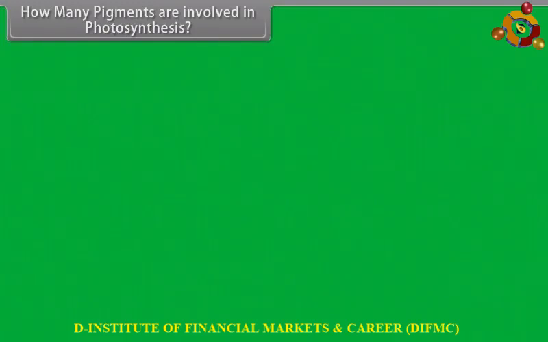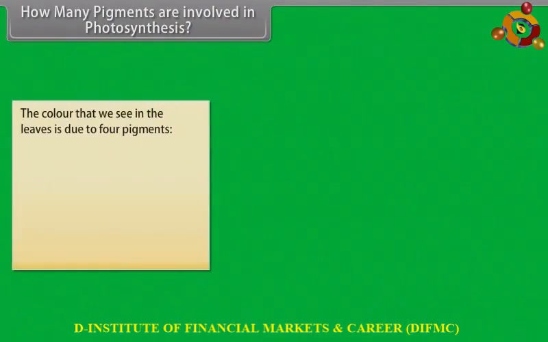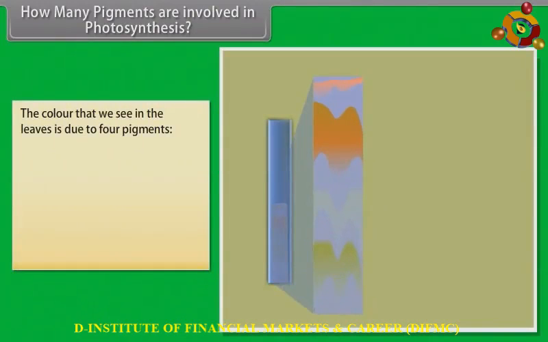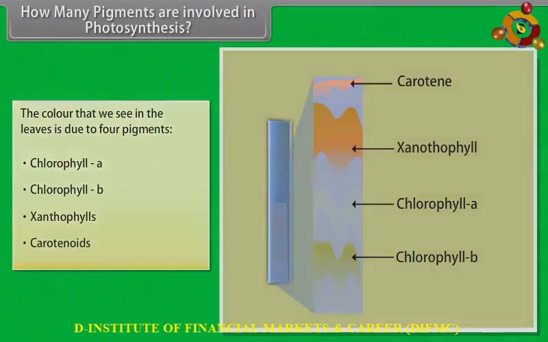How many pigments are involved in photosynthesis? Chloroplast pigments constitute 5 to 8% of the total dry weight of chloroplasts. The color that we see in the leaves is due to 4 pigments. They are chlorophyll A, chlorophyll B, xanthophylls, and carotenoids.